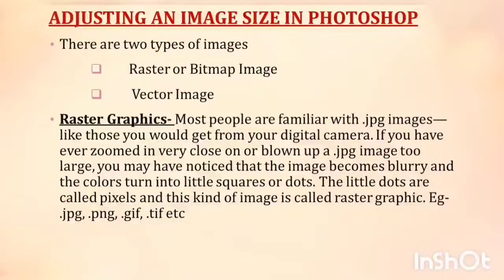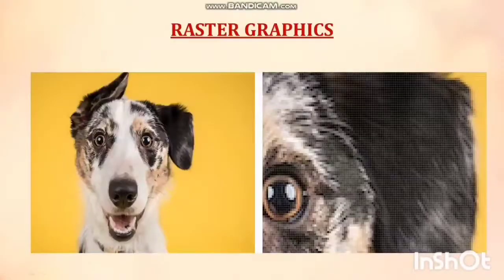A few examples of raster graphic images are .jpg, .png, GIF and TIFF formats, etc. This is an example of a raster graphic image. This is an image with a .jpg extension, and when you try to zoom into it, you can see that the image gets converted into small square shapes. These are called pixels.